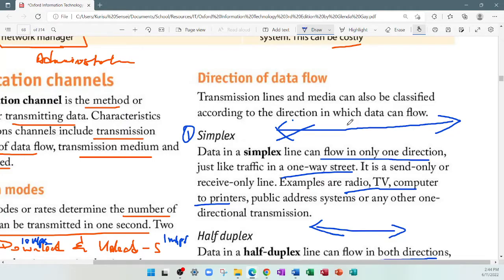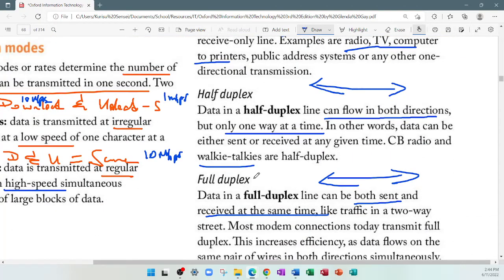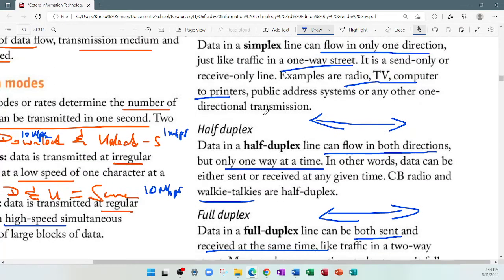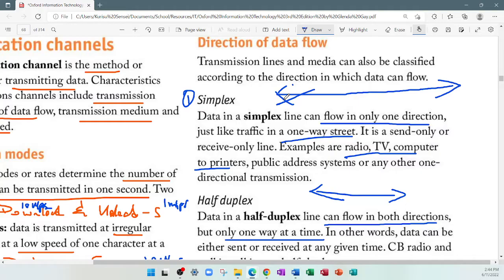So say for instance the same radio and television. Do we need to send data back to the television channel, to the radio station? No, we do not need to send data back to the television. You're just watching the TV. You're just listening to the radio. You don't need to send back any data. So you don't need the television and the radio channel to be full duplex or even half duplex, because all you need is for them to send you data.